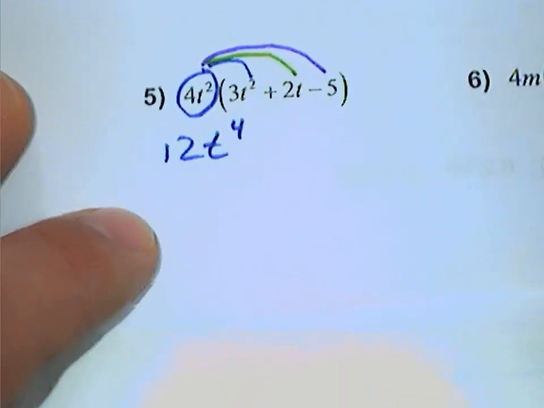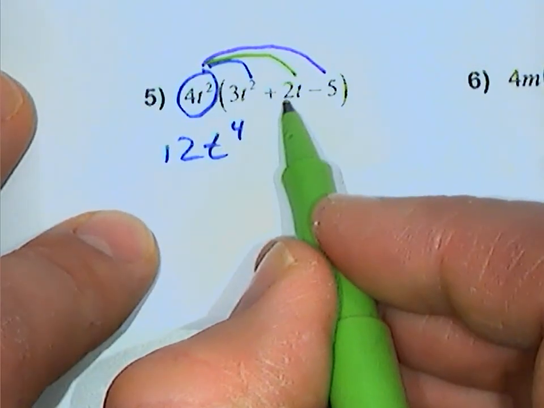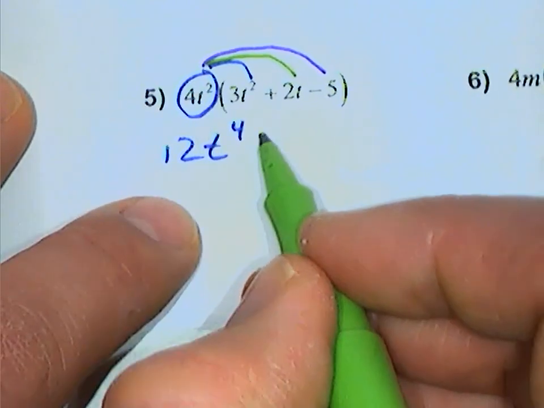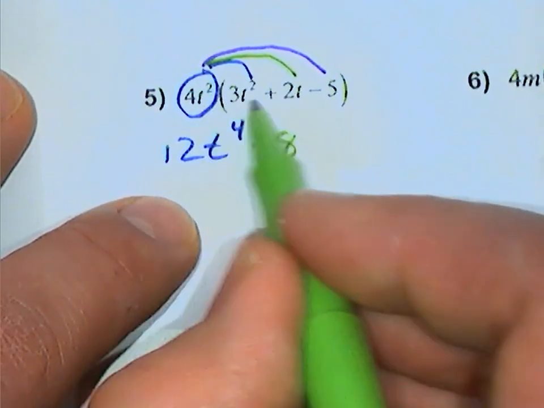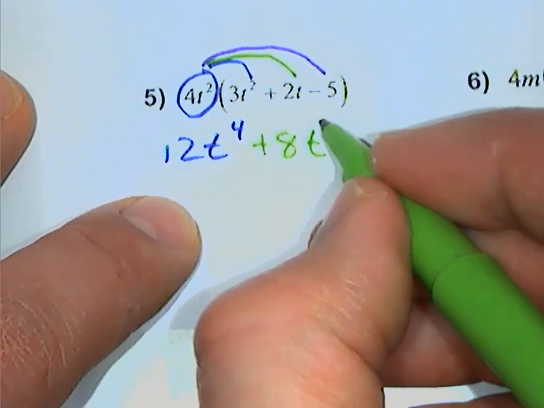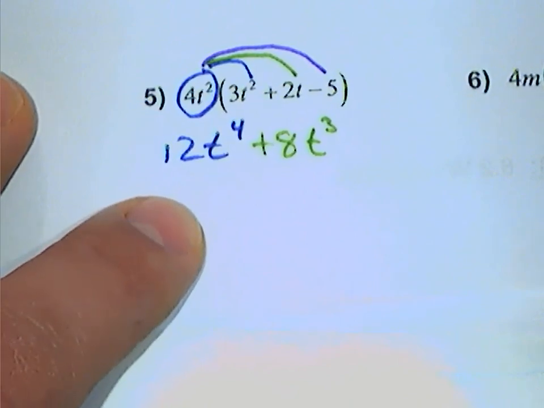All right, so the next one we're going to do in green. We have 4t squared times positive 2t. 4 times 2? 8. T squared times t is now t to the third power. Very good. We're just adding exponents. 2 plus 1 is 3.